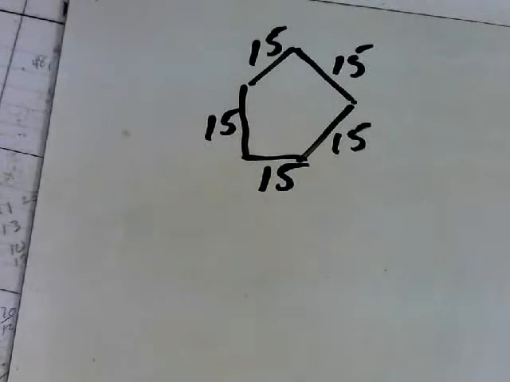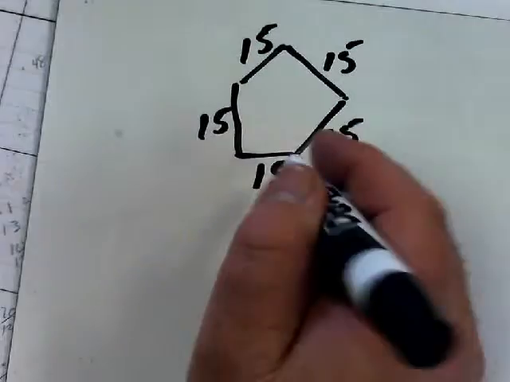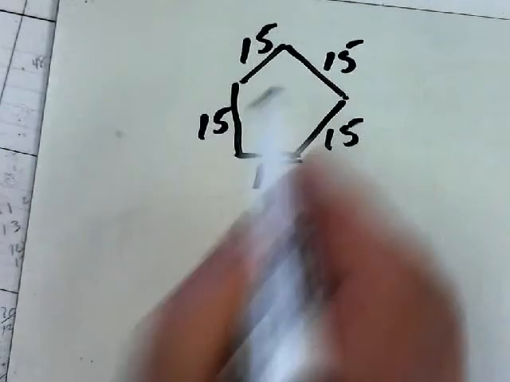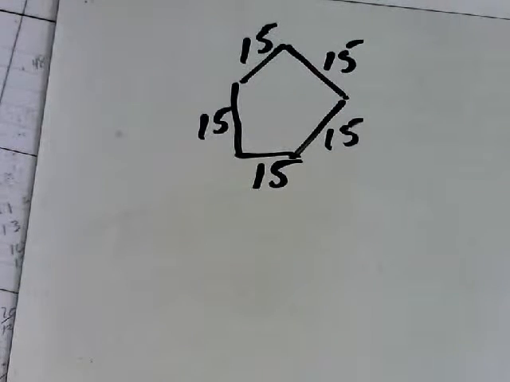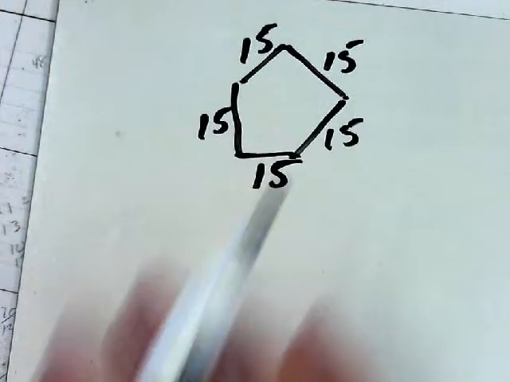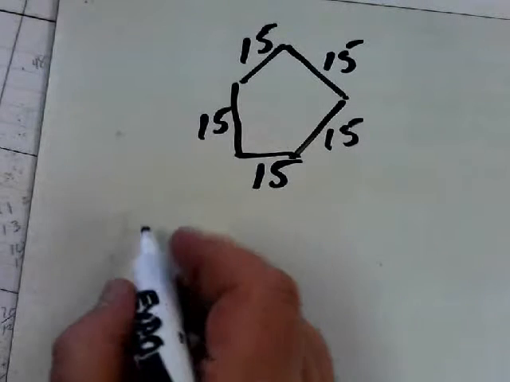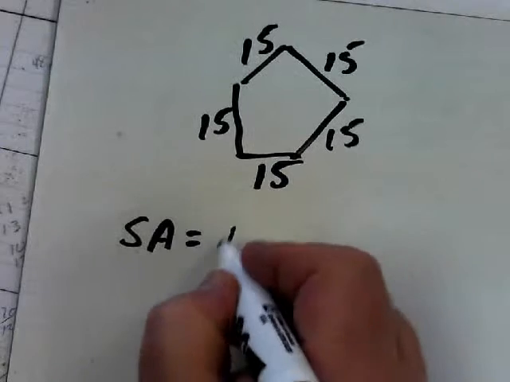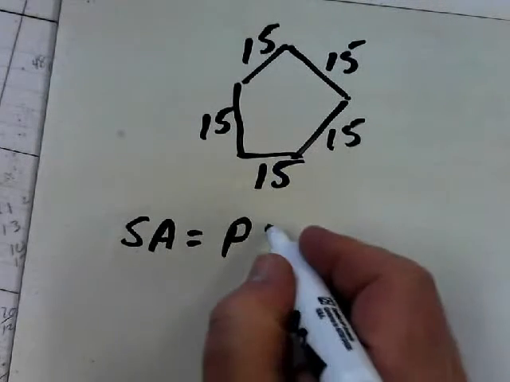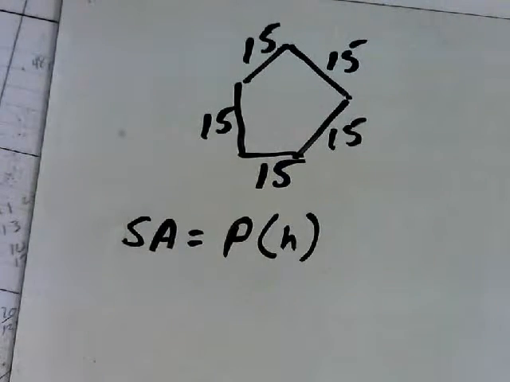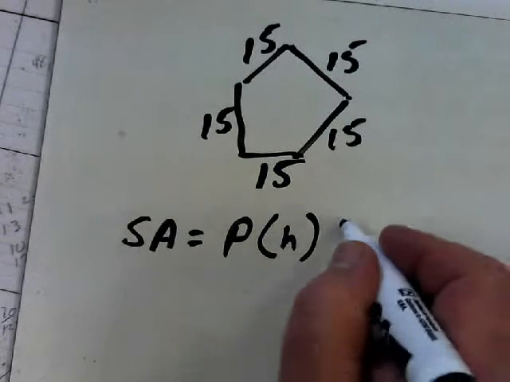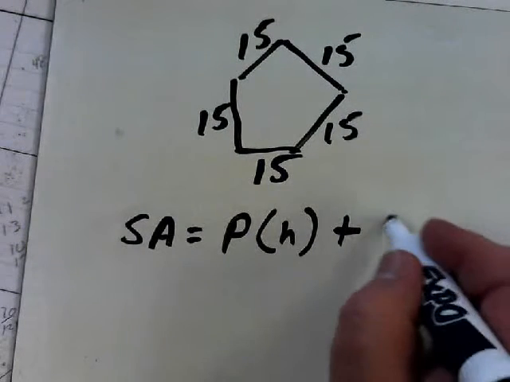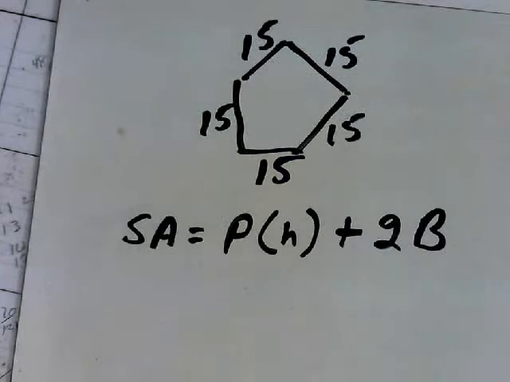Okay, that means it's sitting like this. It means that I have a prism that comes up straight up off of this, that it's going to have the same area here as it does above, right? So this is the base of it. Now if I wanted to find the surface area, I have to find the perimeter of the base, take it times the height. Add to that 2 times the base area.